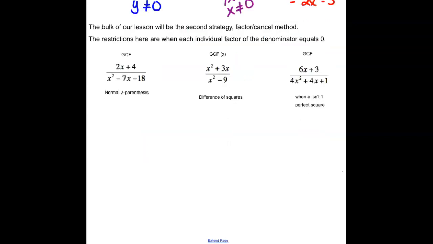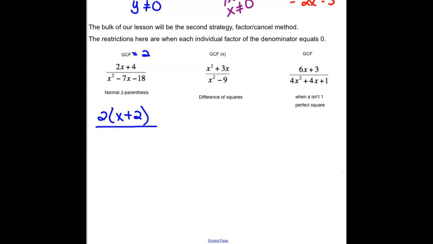So, quick review of some different factoring patterns. For the numerator on this first one, there is a GCF of 2. We can factor a 2 out of everything. So if we do that, we end up with x plus 2 as the remaining factor. So 2 times x plus 2.